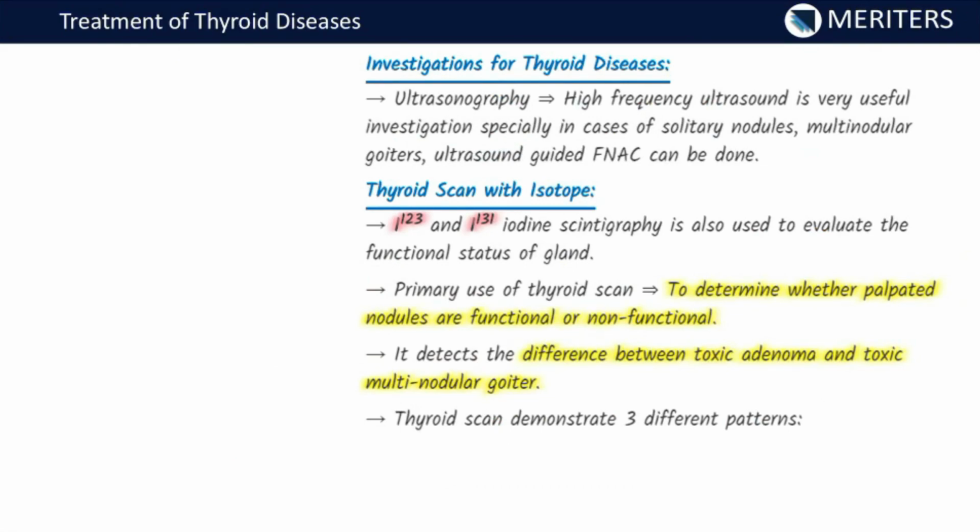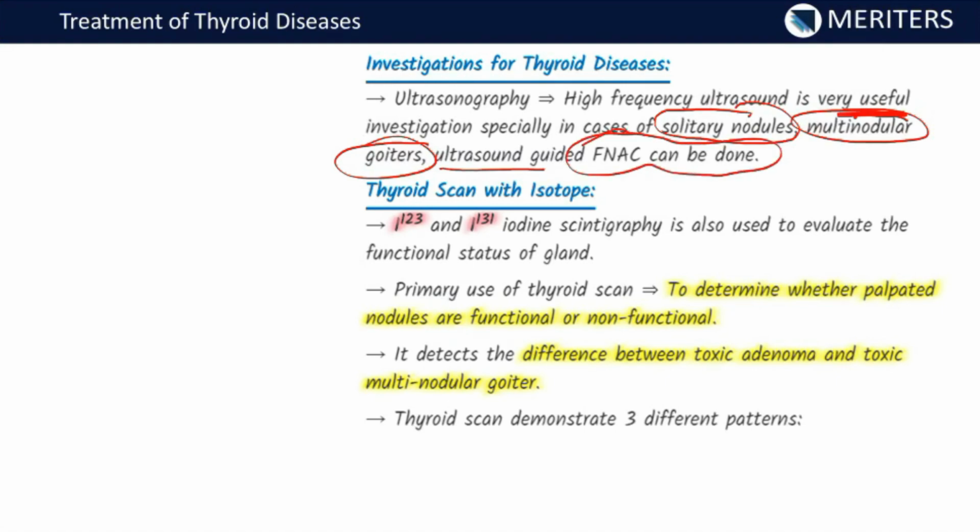Now, the investigations for thyroid diseases. You can perform the USG. Under USG, high frequency ultrasound is useful, especially in cases of solitary nodules or multinodular goiters. Or USG guided FNAC can also be performed. Now, the thyroid scan with isotopes. This isotope scanning is done with I123 or I131.